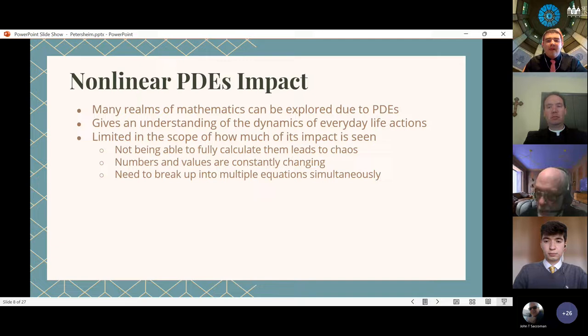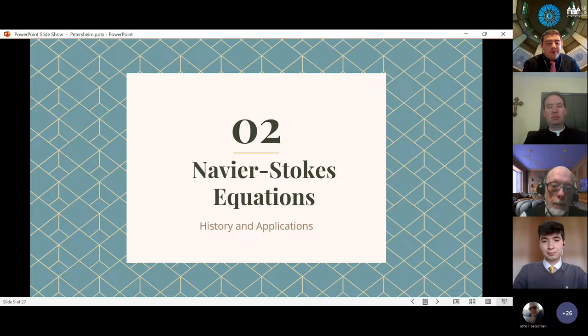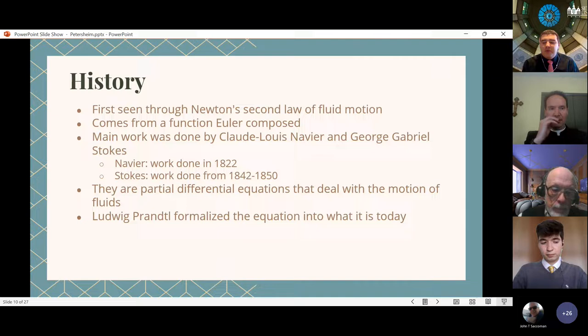Now we're going to get into Navier-Stokes, which is a specific type of PDE. So just a little history of the Navier-Stokes equation before we dive into it a little deeper. So the first thoughts of the Navier-Stokes came through Newton's second law of fluid motion. And the first time it was seen as a full partial function was when Euler composed it.